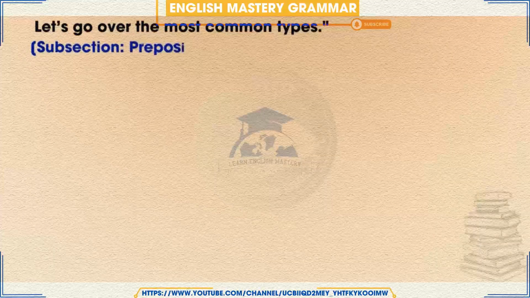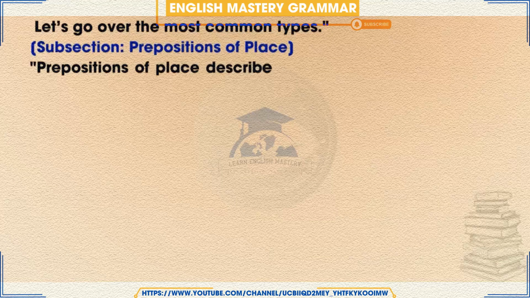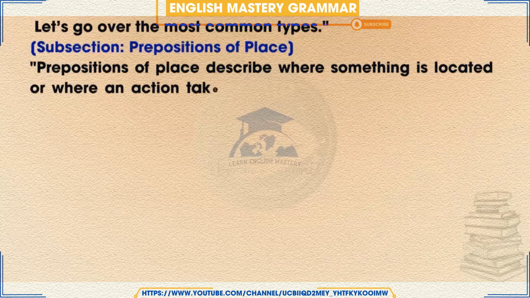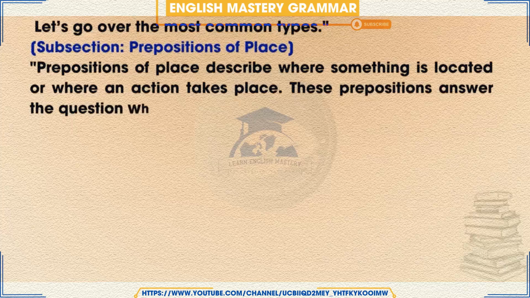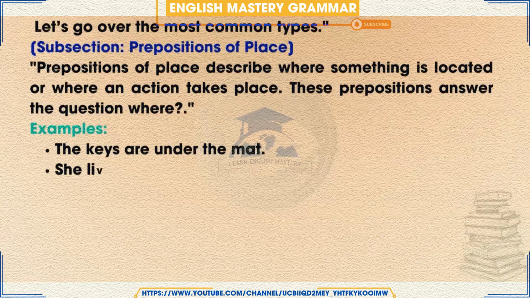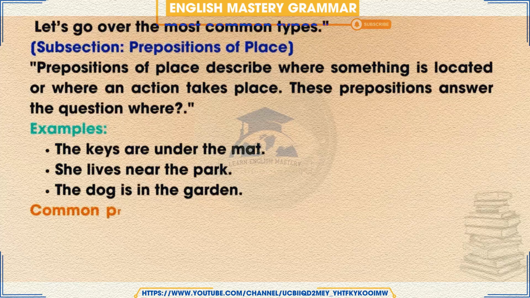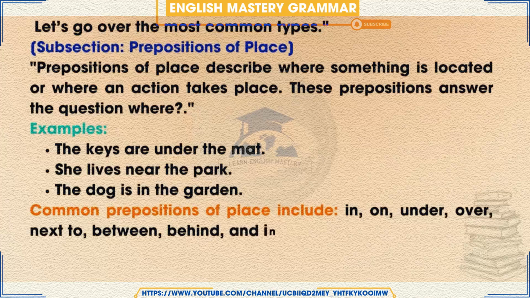Subsection: Prepositions of place. Prepositions of place describe where something is located or where an action takes place. These prepositions answer the question, where? Examples: The keys are under the mat. She lives near the park. The dog is in the garden. Common prepositions of place include in, on, under, over, next to, between, behind, and in front of.